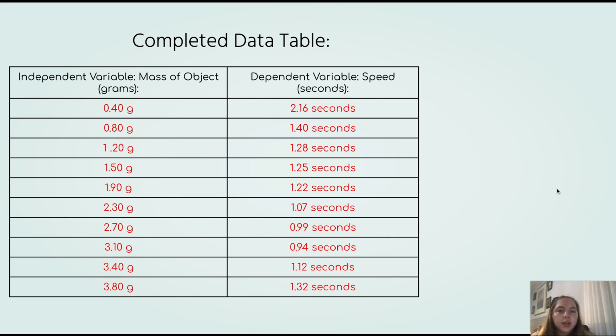Okay, now here's my completed data table, which I had listed all of my values of these numbers previously in my individual trials. And you can see that at about the second to last trial, the seconds start to increase instead of a decrease, which is really interesting compared to some of the others. And you can see that the grams of the objects increase by 0.4 roughly.